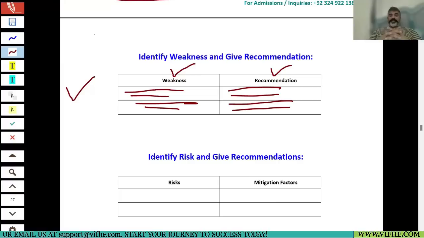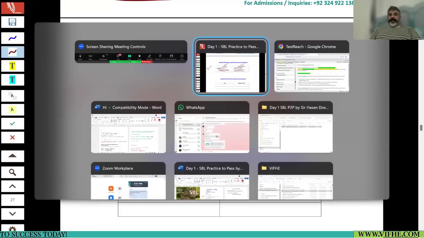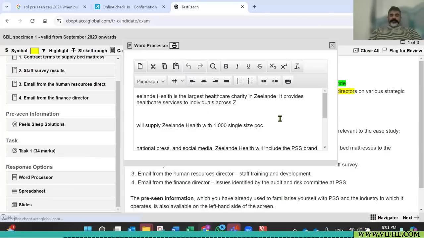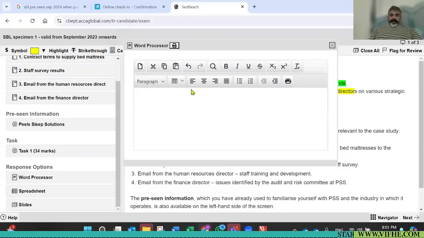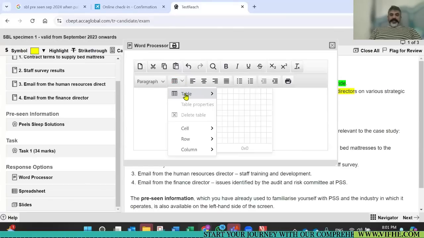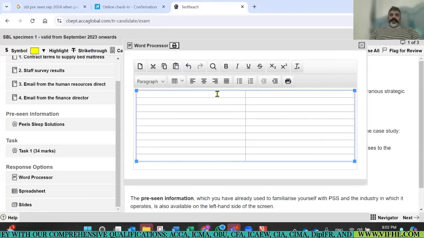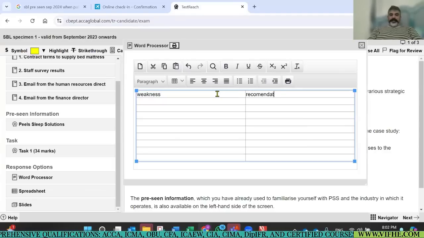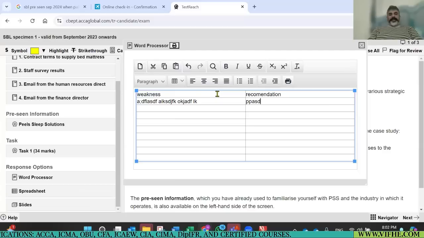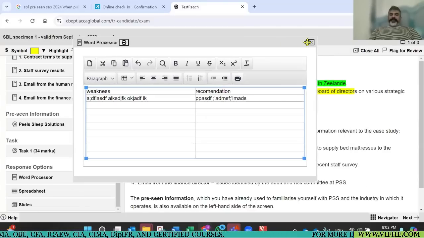Do you know how to make a table in your CBE? In your CBE platform, do you know how to insert a table? No? Very simple. It's just like a Word document. So if I open the word processor, here you will see this icon, table. You see, I will click on this. I will say table. I need how many columns you require? I need 2 columns and I need 5, 6 rows like this. And the table is there. Okay, here I will write weakness, recommendation, and then I will start typing my points. All right, very simple to insert a table.